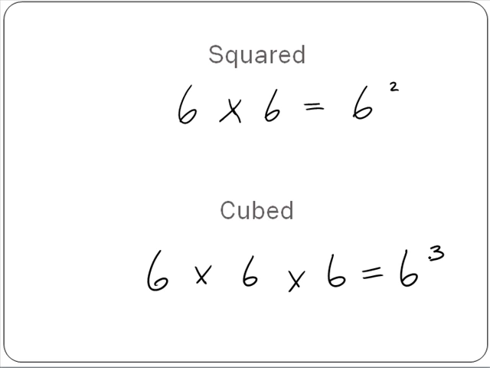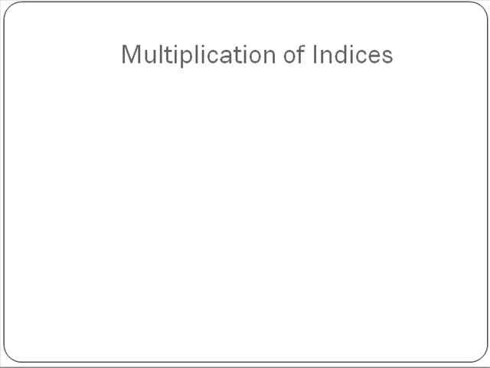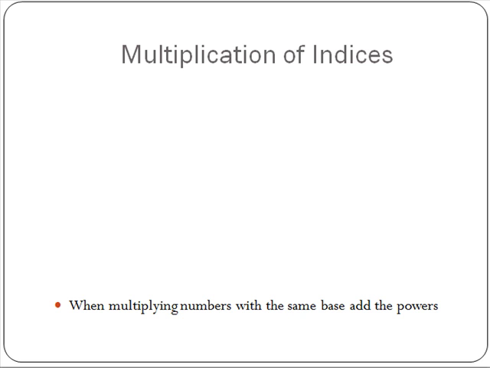Now we will look at the rules for multiplying and dividing indices. For multiplication, the rule is, when multiplying numbers with the same base, add the powers. So if we look at 2 to the power of 3 multiplied by 2 to the power of 4, we keep the same base and add the powers. So 3 and 4 gives us 7. So we get 2 to the power of 7.